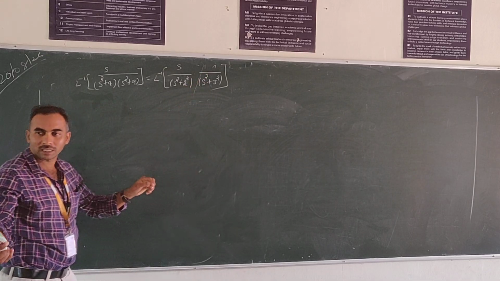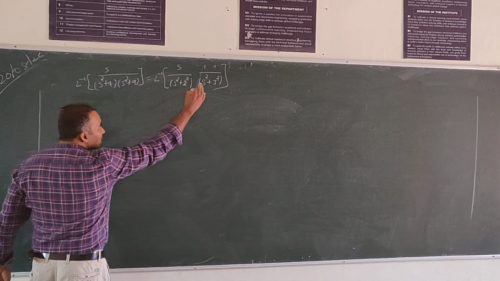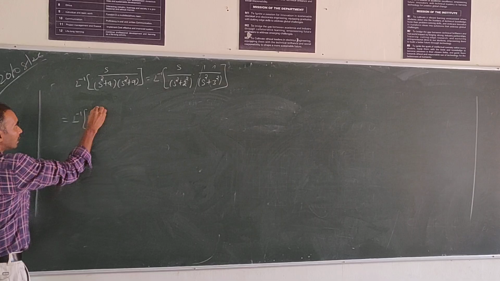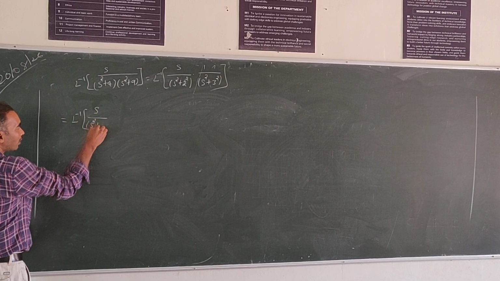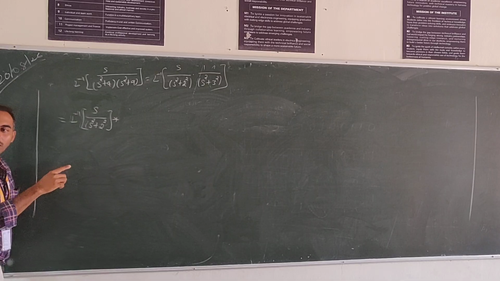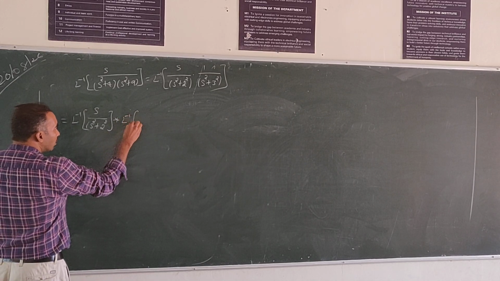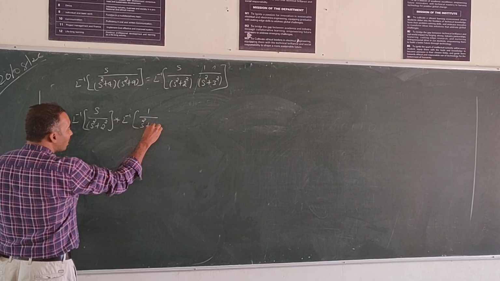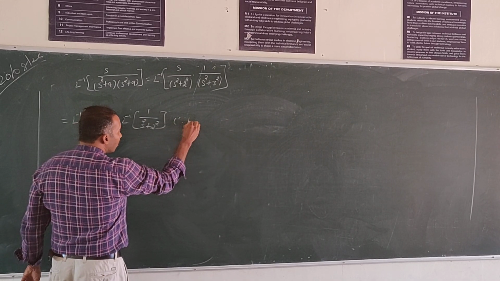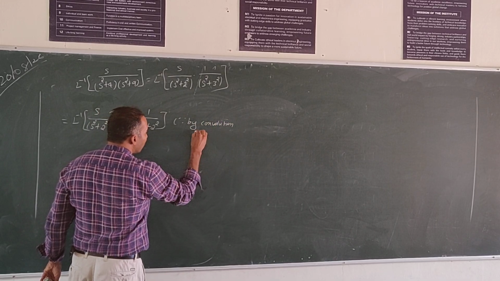What does our theorem say? If two functions are given, then we can split L inverse of S divided by S square plus 2 square, star, L inverse of 1 by S square plus 3 square, by the convolution theorem. Star is an operator, not a multiplication.